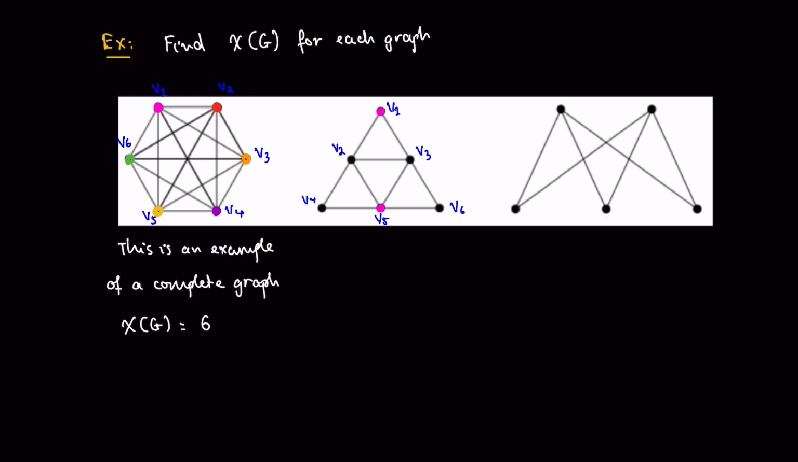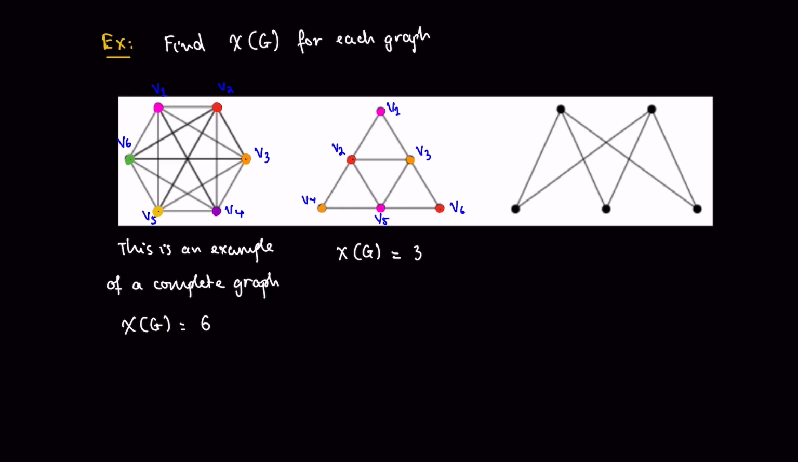Now V2 is red, and V2 is not connected to V6, so we have red as well. And V3 should have a different color from V1, V2, V5, and V6. Now V3 and V4 are not adjacent to one another, so they can have an orange color as well. So the chromatic number of this graph should be equal to 3.